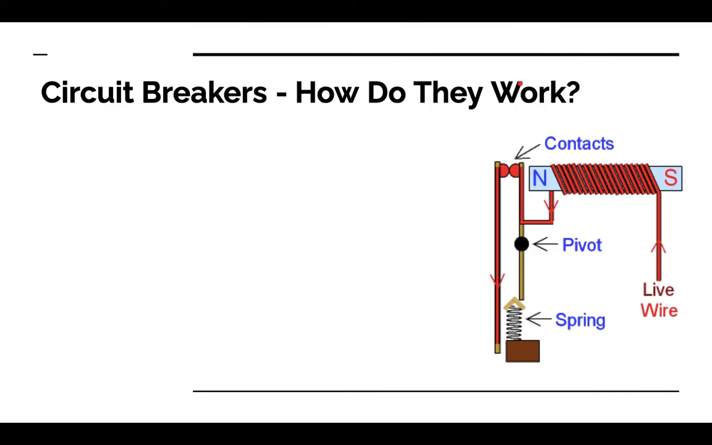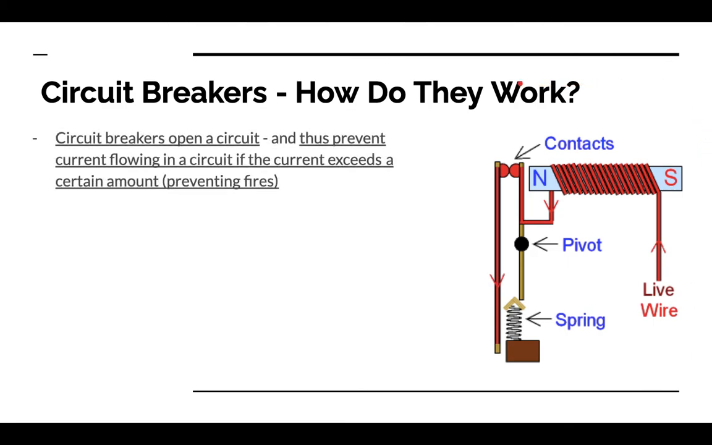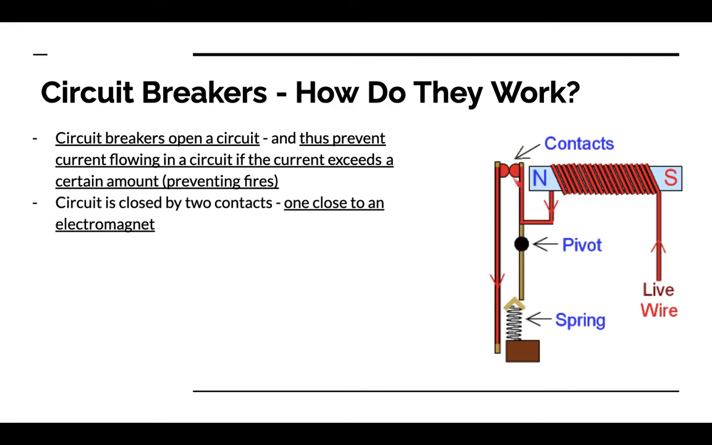How a circuit breaker works is that it opens up a circuit and thus prevents current flowing if the current exceeds a certain amount, hence preventing electrical fires, okay? The way that this works is essentially we fight fire with fire, so to speak. We use excessive current against excessive current. How so? The circuit is closed by two contacts, one close to an electromagnet such as this, that's free to rotate and move, and the other that's fixed in place and can't move, okay?